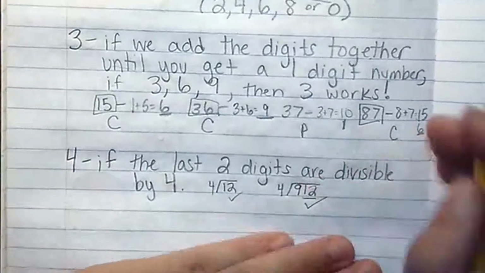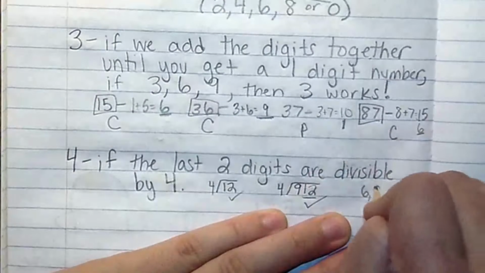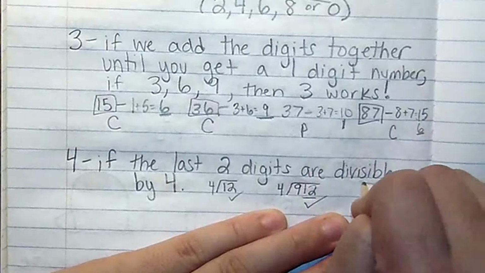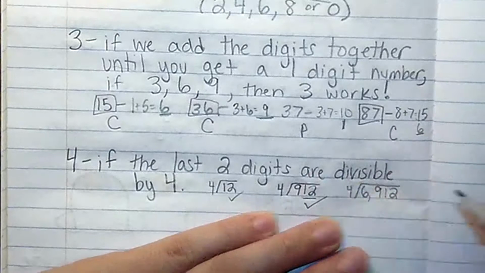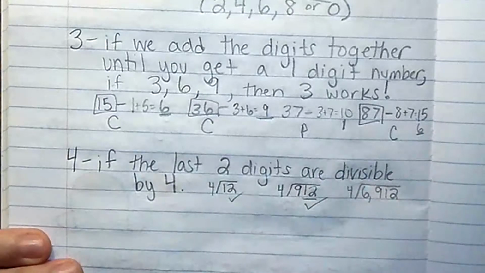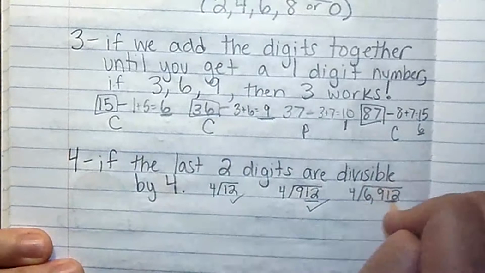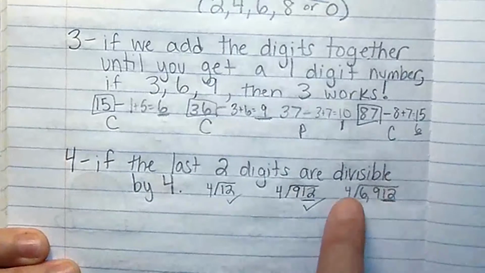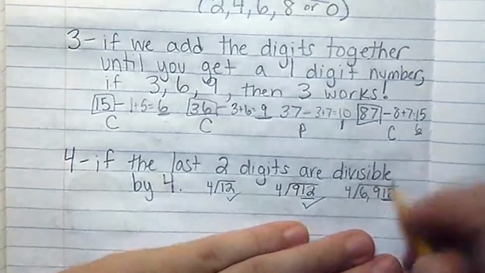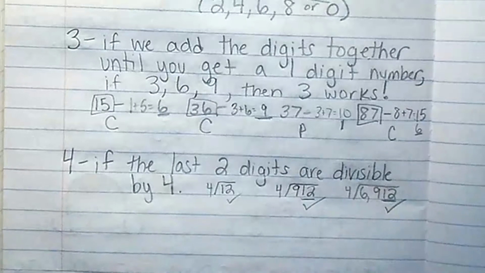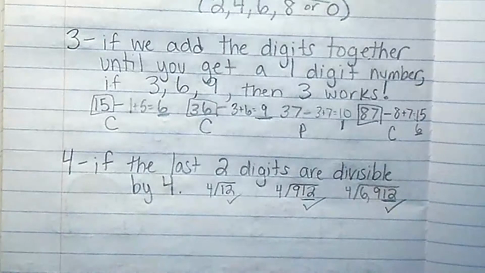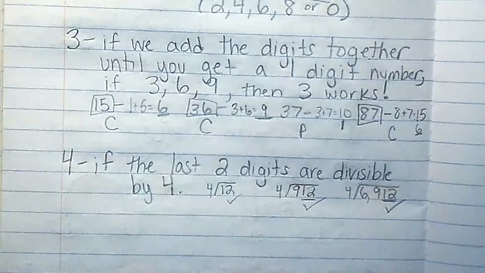What about 6,912 divided by 4? I don't know if it will work or it won't, but I can look at my last 2 numbers, and if 4 can go into 12, then I know this is divisible by 4. Now, it could be a different multiple of 4. It could end in a 16. It could end in a 36. It could end in anything that is a multiple of 4, okay?